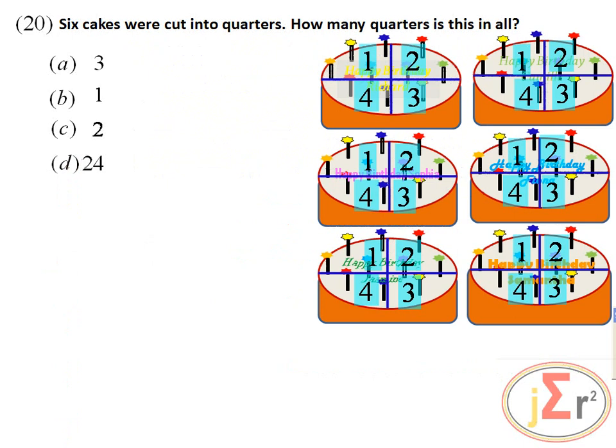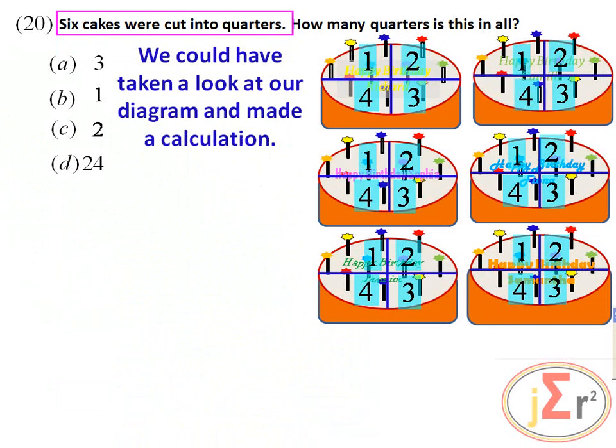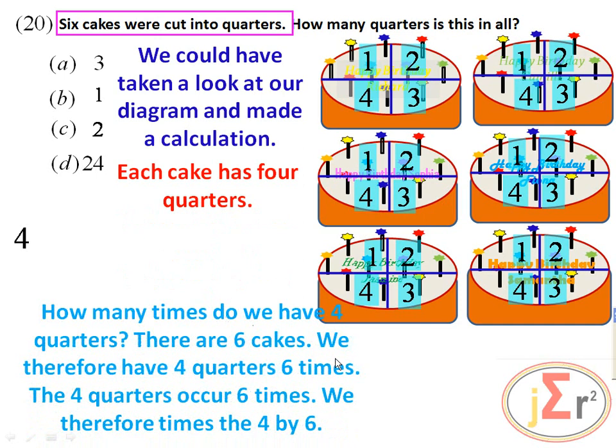We have our problem and we have our 6 cakes already cut into quarters. But Jerry does not want his cake to be cut in quarters. He wants the entire cake for himself. So 6 cakes cut into quarters. We could have taken a look at our diagram and made a calculation based on it. Each cake has 4 quarters.